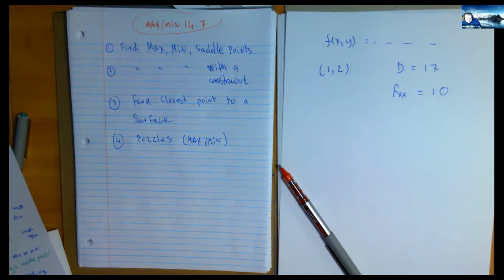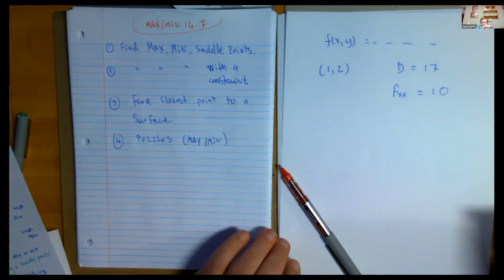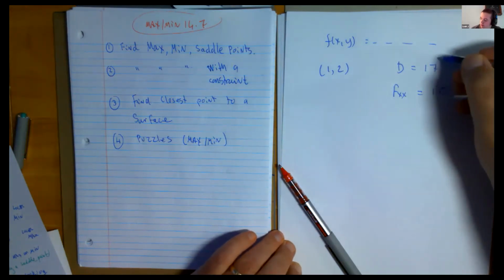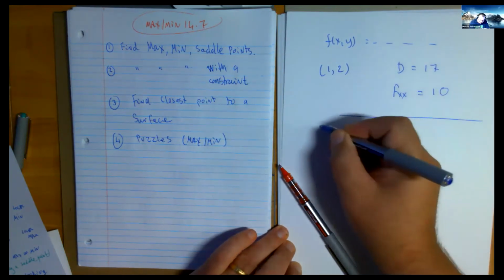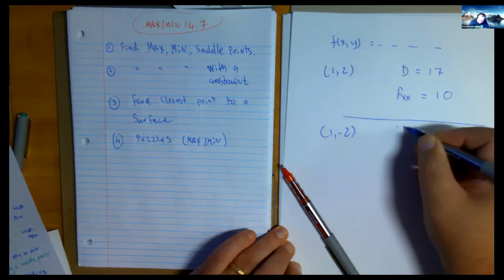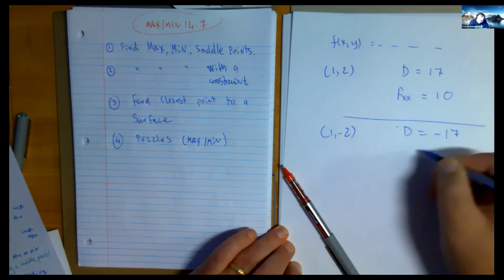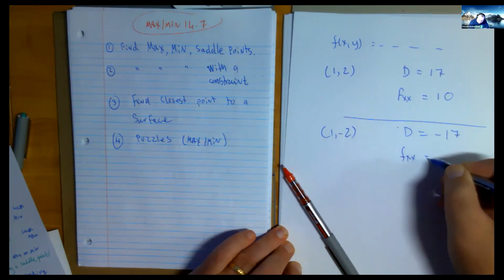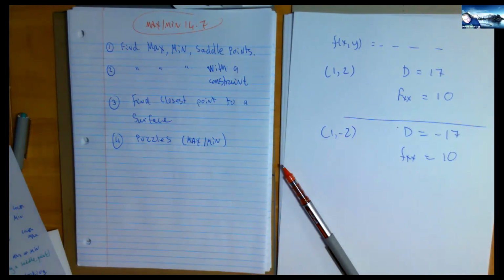Local max, local min, saddle point. What have I got? Local min. Agreed? At a different point, D is negative 17. The second derivative is still 10. Could happen. What have I got? Probably a saddle point. Yeah, and you'll chuck it into GeoGebra just to check.